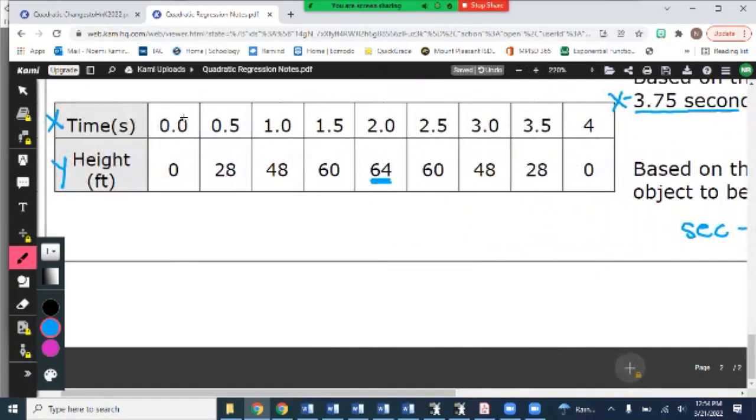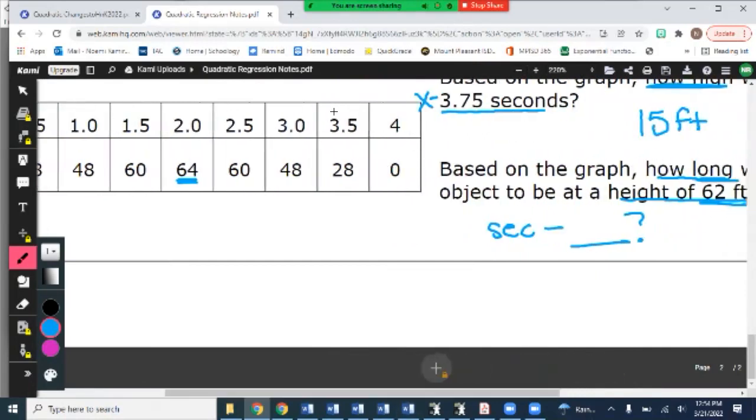64. But look at what's happening, this is a parabola, remember. So from 0 to 28, we're increasing. It means that my object is going up to 64 and then back down. So think about this. How many times is it actually going to be at 62 feet? Twice. It can be at 62 here, but it could also be at 62 here.